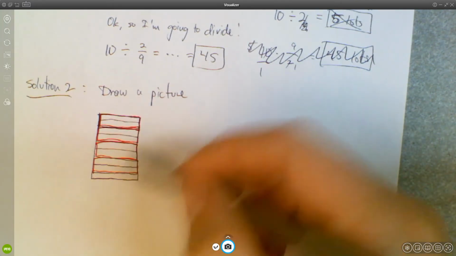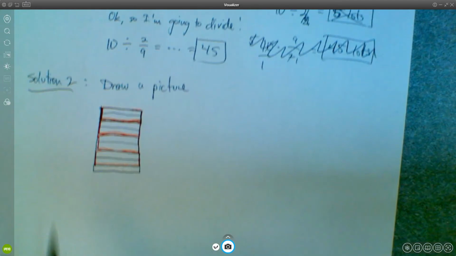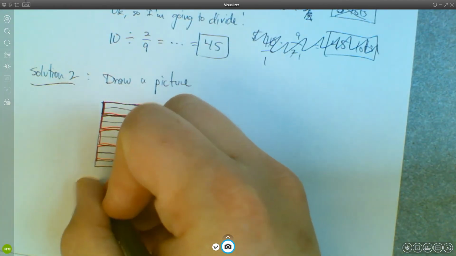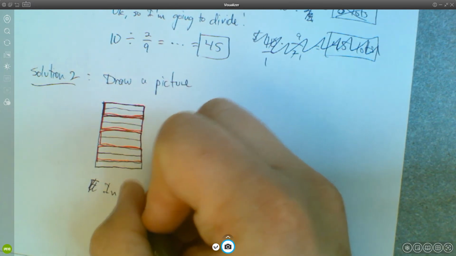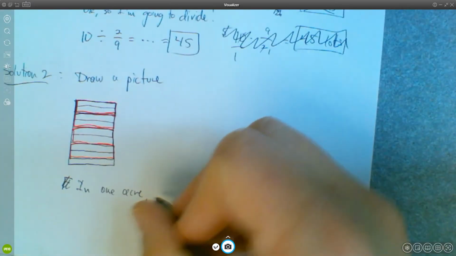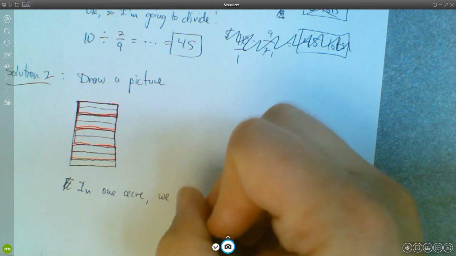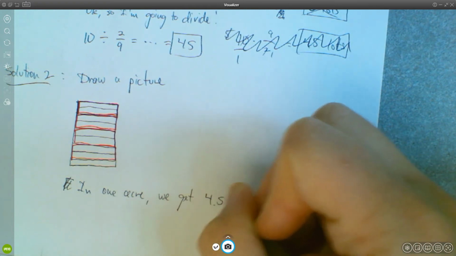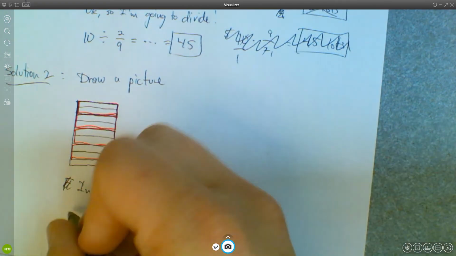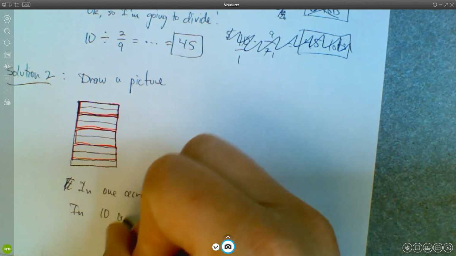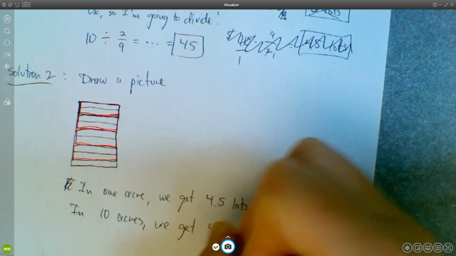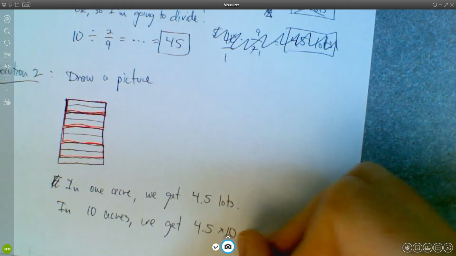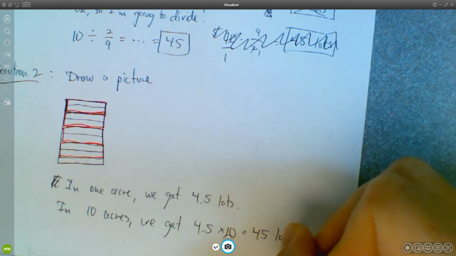You could just stop here and say, all right, in 1 acre we get 4.5 lots, right? So in 10 acres, we get 4.5 times 10 equals 45 lots, right? So that's another way that you could do it.